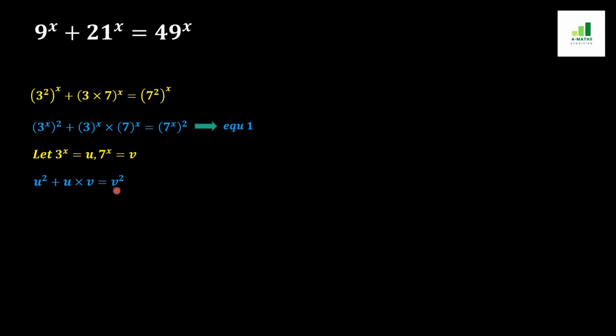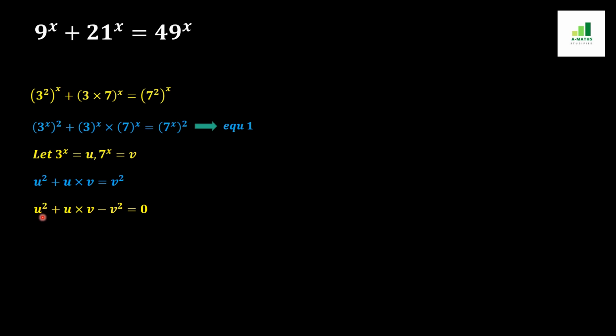Now in the next step, this plus v square will move to the other side of the equation, and it will convert to minus v square. Now our new equation is u square plus u into v minus v square equal to 0. Now if we consider u as a variable, we can see that this is a quadratic equation in u, but this is not a factorizable equation.